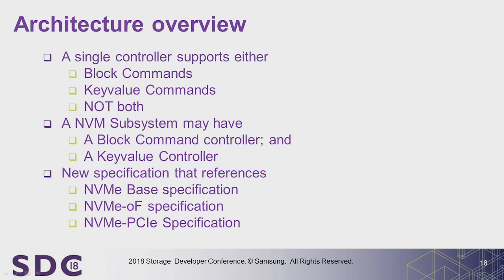Architectural overview. So first off, a single controller supports either block commands or key value commands, not both. So you don't have a controller that supports both things. However, an NVM subsystem may have a block command controller and a key value controller. So within your subsystem, you could have one storage element that is a block storage element and a different storage element that is a key value storage element, where you may even have the capability of configuring that on the fly. We're not specifying that particular operation. The biggest thing we're specifying is that there is indeed a separation between those two, and they're not the same.